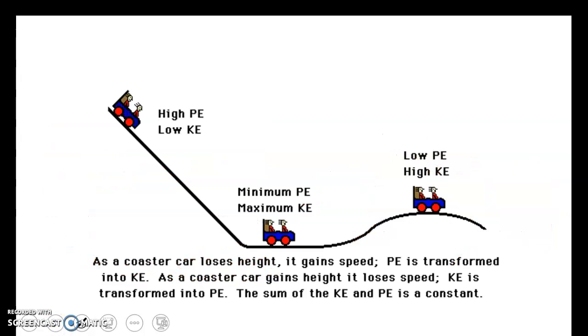So as a coaster car loses height, it gains speed because potential energy is transformed into kinetic energy. As it gains height, it loses speed, because kinetic energy is then transformed into potential energy. But the totals of potential and kinetic energy at all 3 instances are still the same.